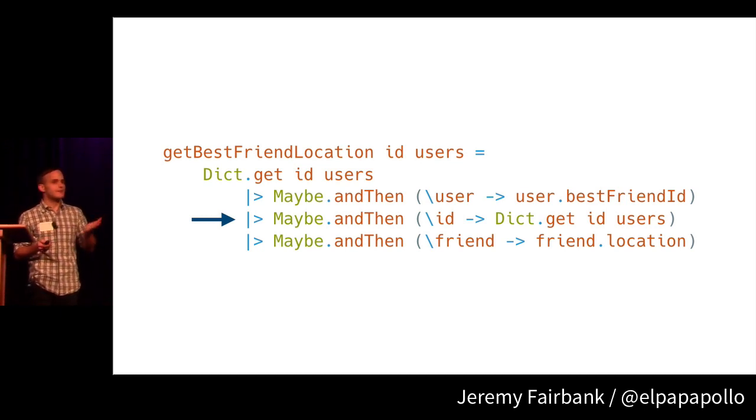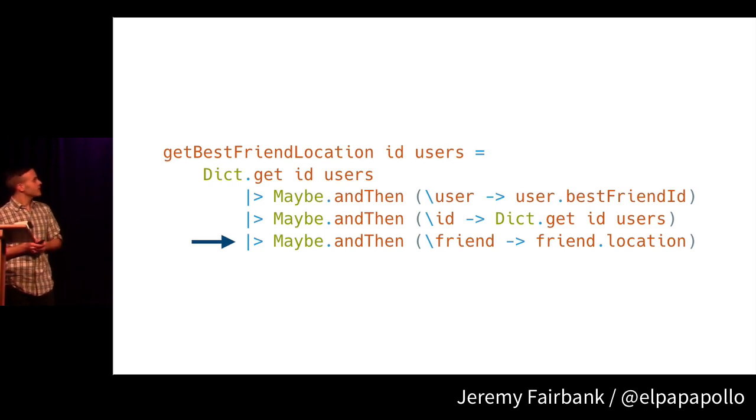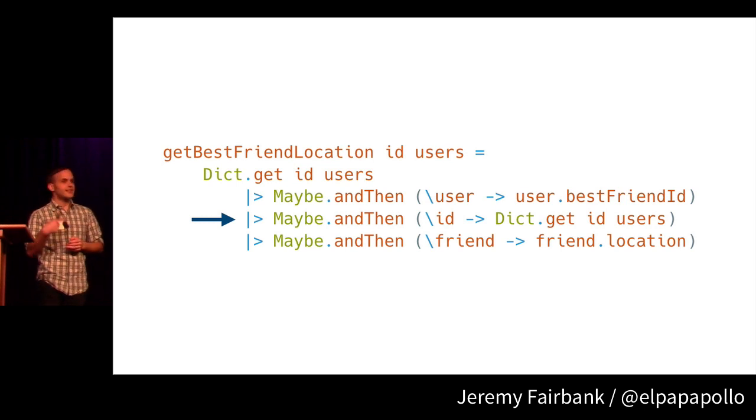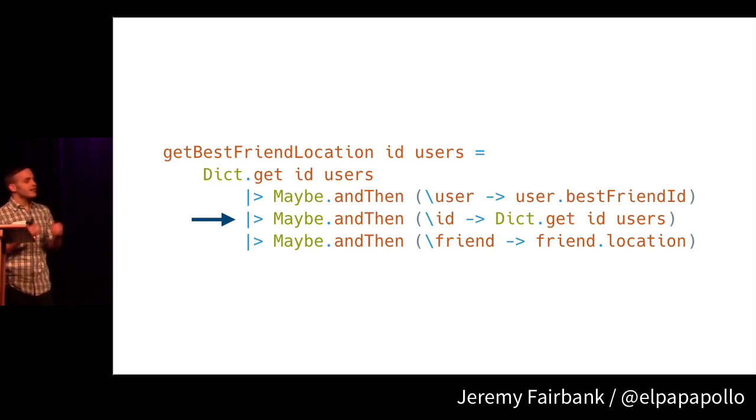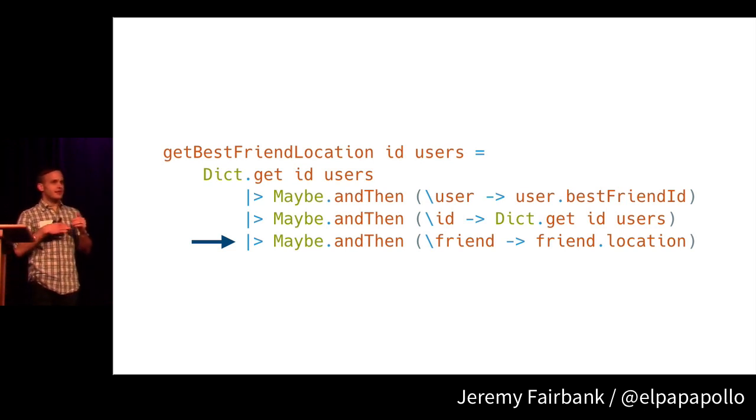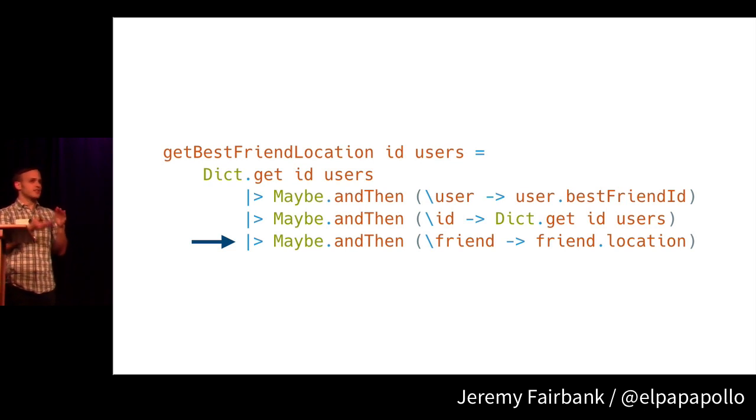We'll pipe it in again to maybe and then. In our function, we'll get the ID. Oops, sorry. And then we can call dict.get with that ID. And that'll return maybe of a friend. So we'll replace maybe of a friend with the maybe of ID. And now we have maybe of a friend. We'll call maybe and then a last time to get access to the friend and return their location, which may or may not exist. So it's always important with maybe and then, this inner function has to return another maybe, and it's just going to keep replacing it.